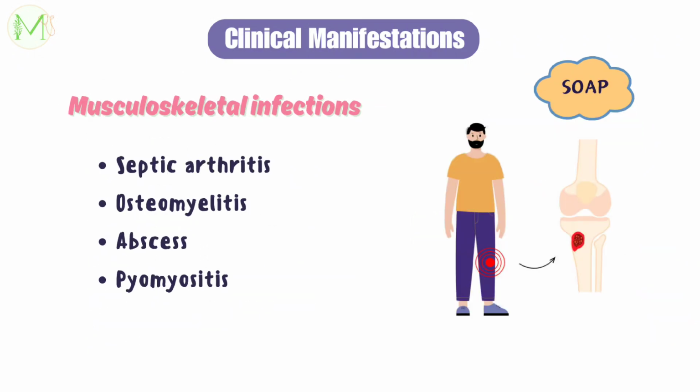Moving on to the musculoskeletal infections. The mnemonic for the musculoskeletal infections is SOAP, S-O-A-P. Septic arthritis, osteomyelitis, pyomyositis, and abscess can happen as a result of musculoskeletal infection caused by this bacteria.